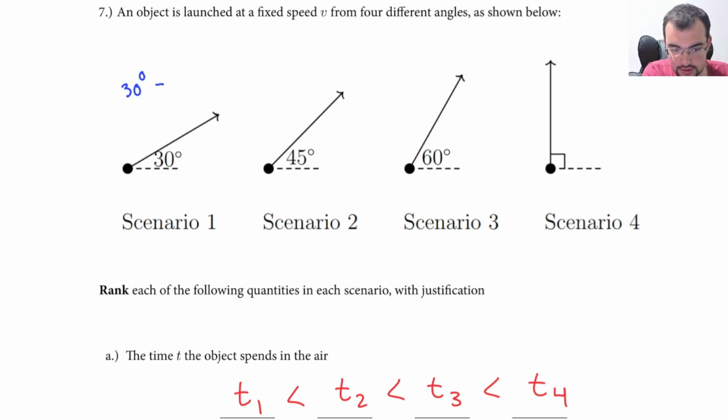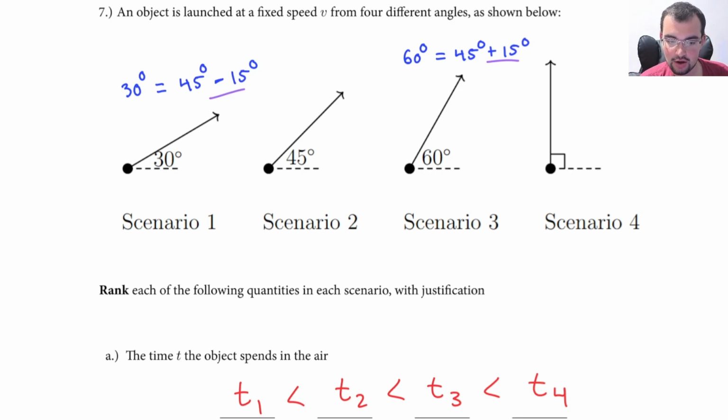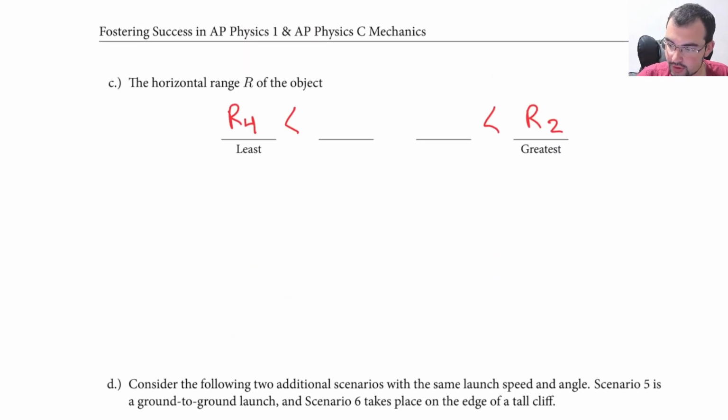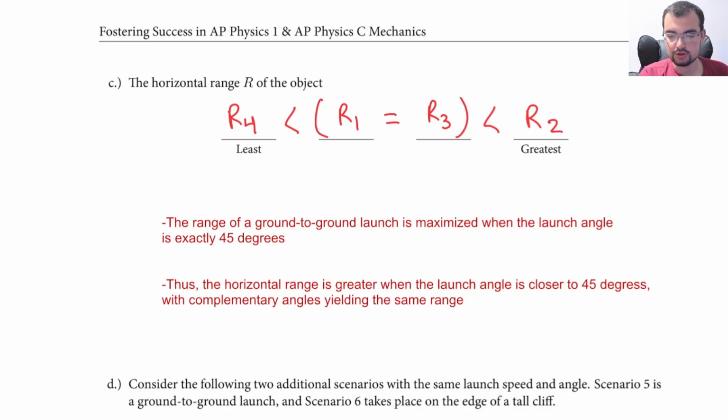30 degrees is equal to 45 degrees minus 15 degrees. And 60 degrees is equal to 45 degrees plus 15 degrees. So notice both of these launch angles are the same distance from 45. They are both equally close to the maximizer. Or you could use the other property and say 30 plus 60 equals 90. They are complementary, which yield the same range. Either way, we have a tie of 1 and 3. So that's the tricky launch there.